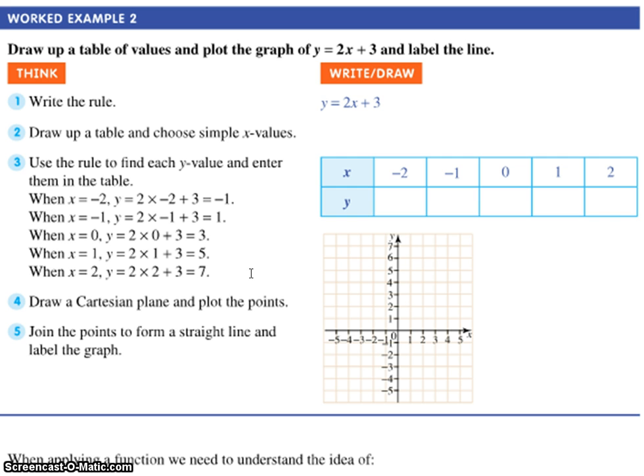Okay, so where do we start? Well, they've already given us the rule, so they've already written it. Remember, that's the first thing we do anyway. We write down the formula or the rule. Next thing we do in this case is we draw up a table and choose simple x values.